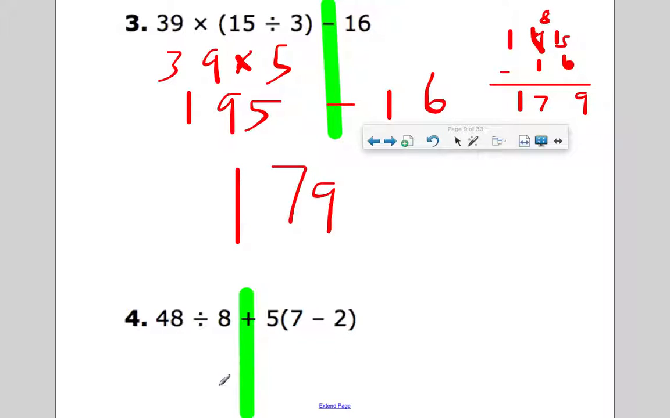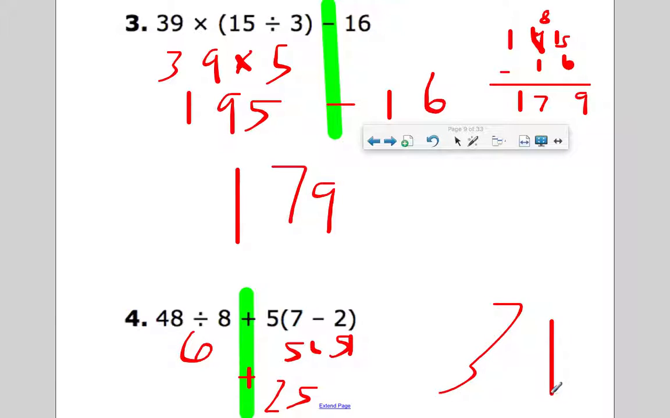Next one. The left term is equivalent to 6. The right term is 5 groups of 7 minus 2, which is 5. What is 5 groups of 5 equivalent to? 25. So the left term is equivalent to 6. The right term is equivalent to 25. If you add this up, you get 31.